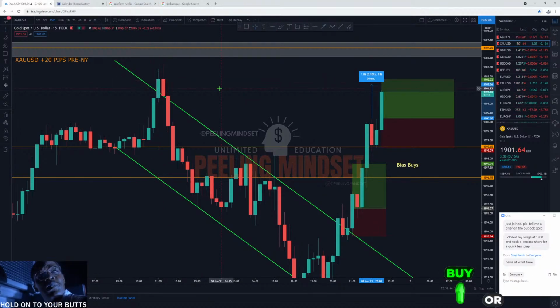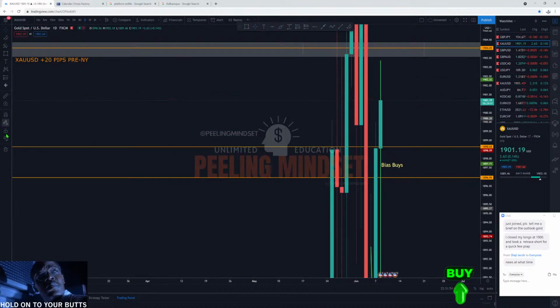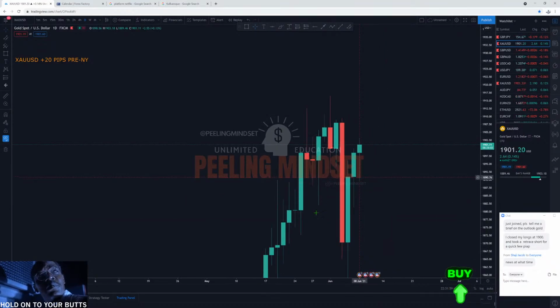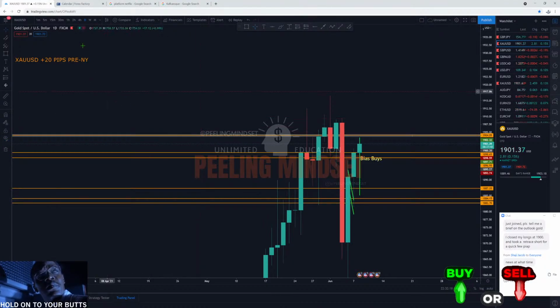Beautiful. The daily candle looks so beautiful. We talked all about this at the start of the stream, how the candles are moving up in a beautiful rejection sort of way. It's moving very consistently. Beautiful.